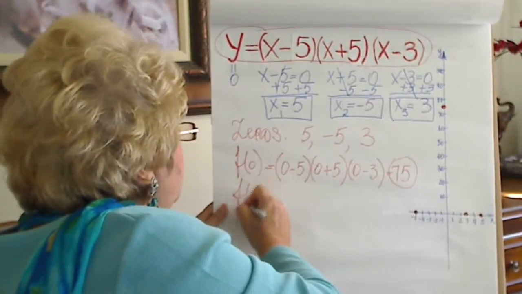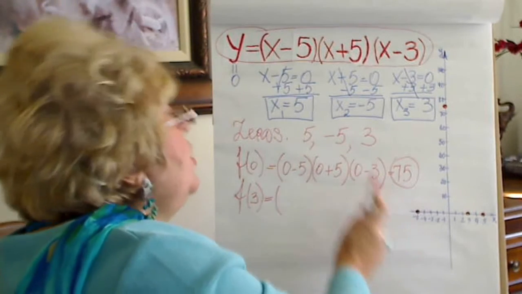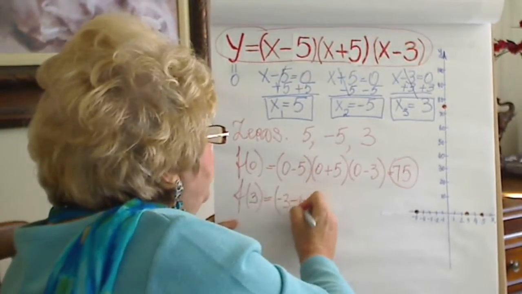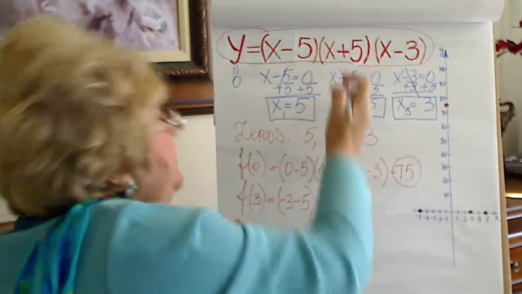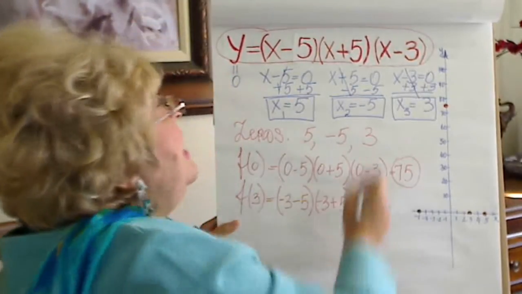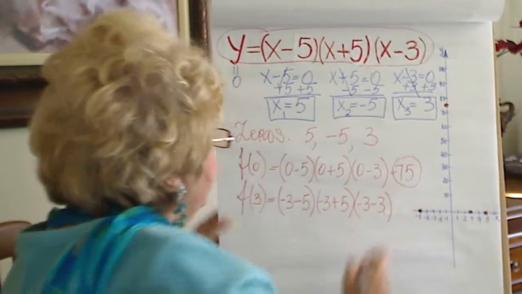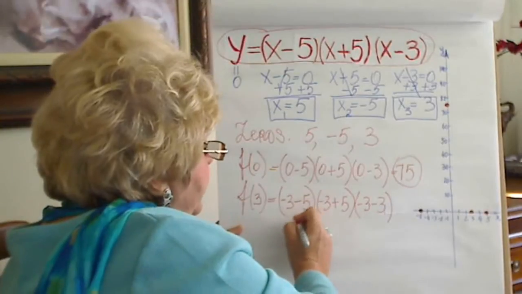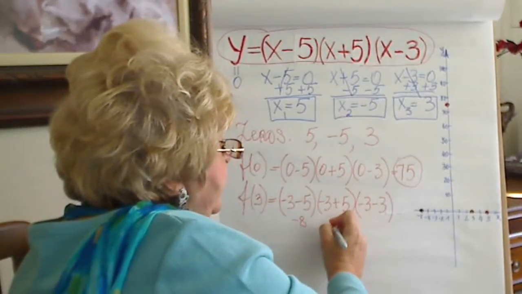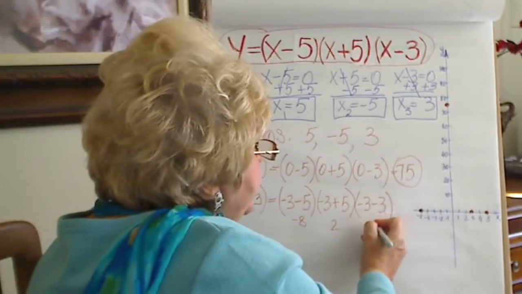So we find f(-3) equals, you remember that our x right now equals negative 3. Negative 3 minus 5, negative 3 plus 5, and negative 3 minus 3. Negative 3 and negative 5, negative 8. Negative 3 and positive 5, it will be positive 2. And negative 3 and negative 3, negative 6.